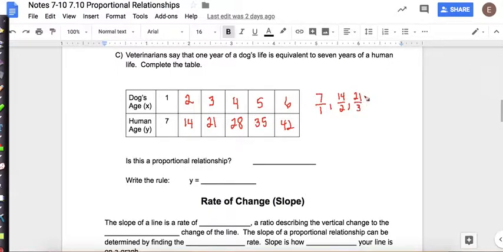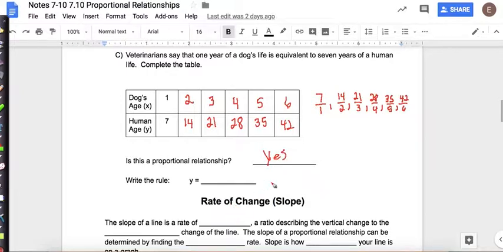21 over 3, divide top and bottom by 3, and I would get 7 over 1. And 28 over 4, divide top and bottom by 4, I would get 7 over 1. And 35 over 5, I would get 7 over 1. And 42 over 6, I would get 7 over 1. So all the ratios are the same, therefore it is a proportional relationship.